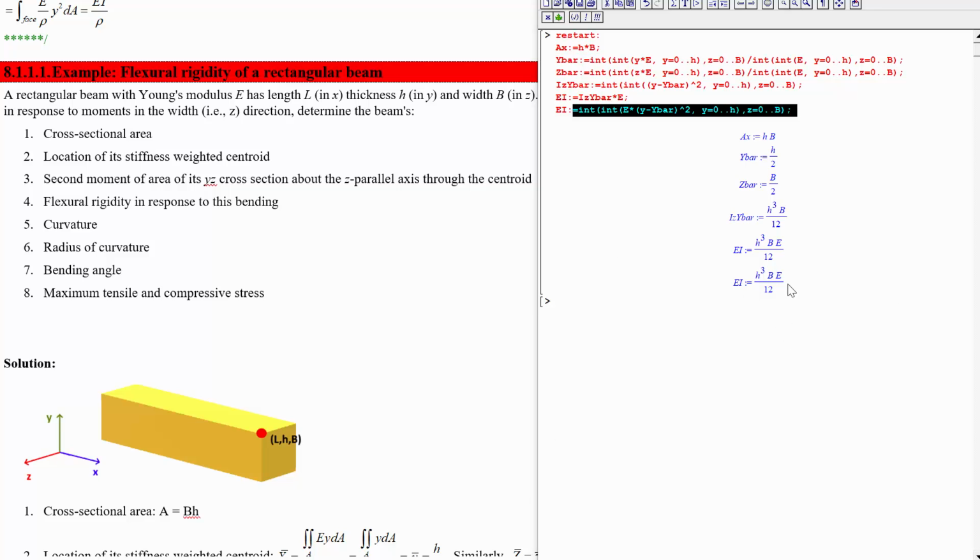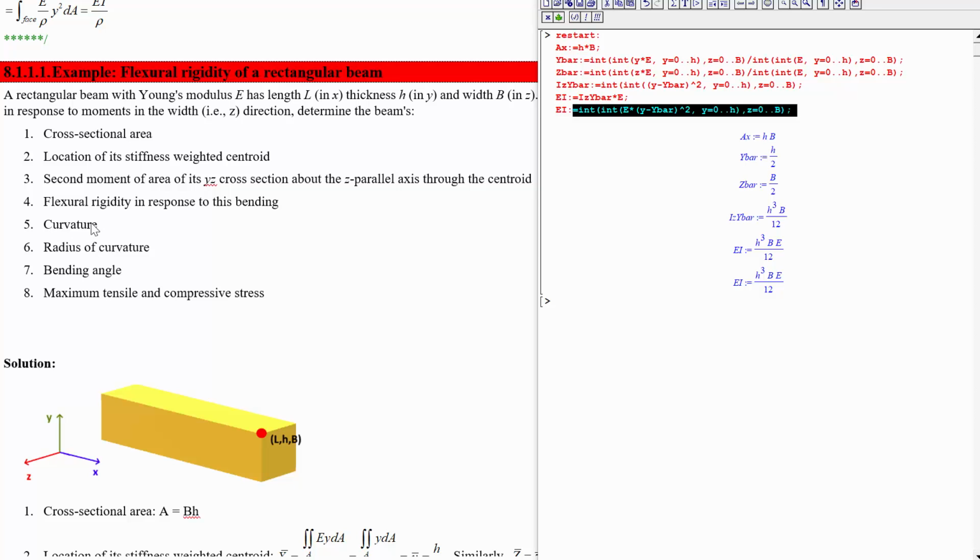So what units do we have, by the way? We've got that the second moment of area is meters to the fourth, whereas the flexural rigidity is meters to the fourth times pascals, which is newtons per meter squared. So overall, it ends up being newton meters squared as the units for flexural rigidity.